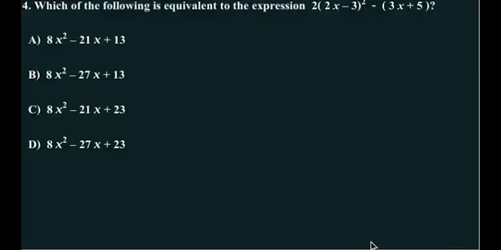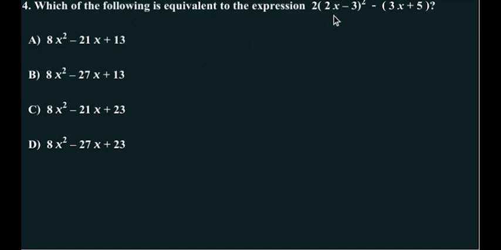Question 4. Which of the following is equivalent to the expression 2 brackets 2x minus 3 all to be squared minus brackets 3x plus 5? So we have 4 options here. They're all very similar. So what we need to do is to multiply this out fully, as we cannot really guess at this stage.